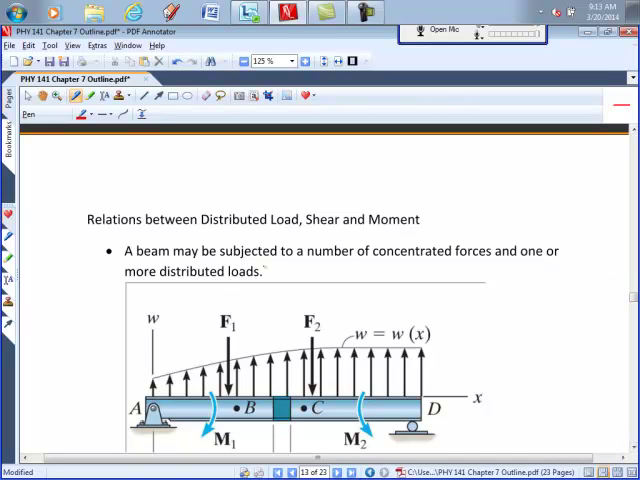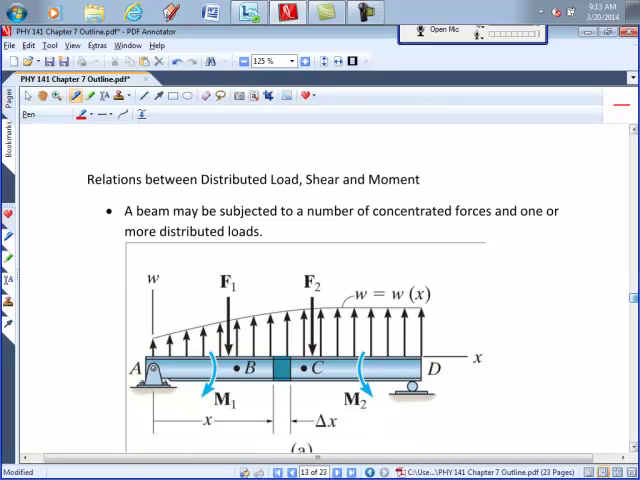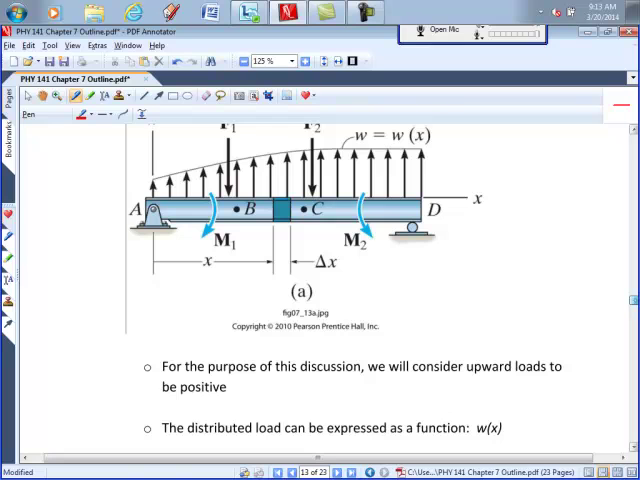A beam may be subjected to a number of concentrated loads and one or more distributed loads. Here's a problem that you wouldn't want to have to solve. We've got an ugly distributed load, two point loads, and two different couple moments applied at different parts of the beam. Then we would want to draw the shear and moment diagrams. It's actually not that difficult.